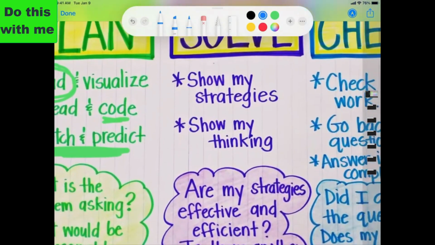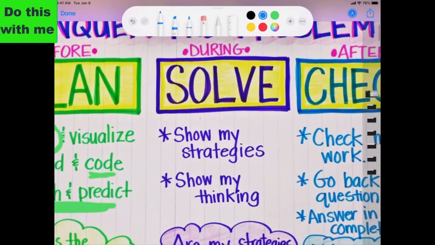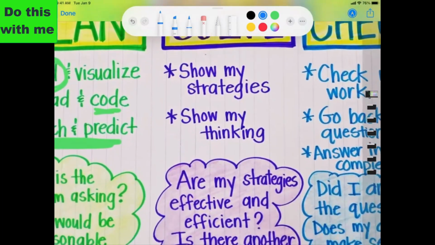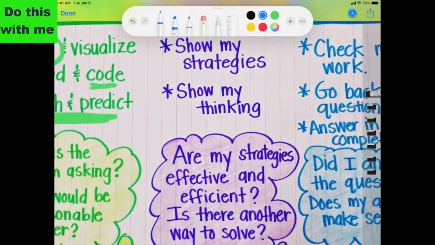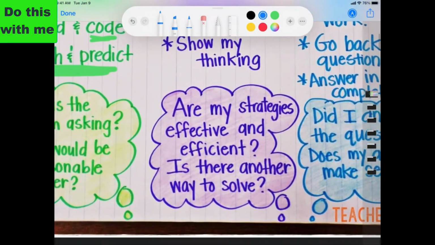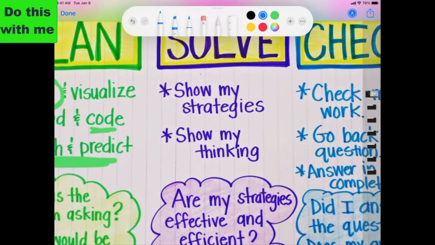Second thing is to solve it. This is like actually doing it. Show your strategy, show your thinking. Are my strategies effective and efficient? Is there another way to solve it? I'm just going to write here really big. Is there a formula you can write down? Super helpful. Write down a formula, get those variables.